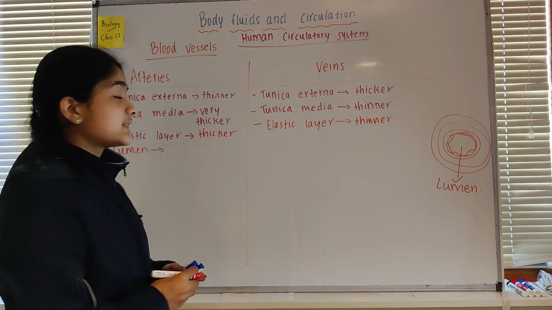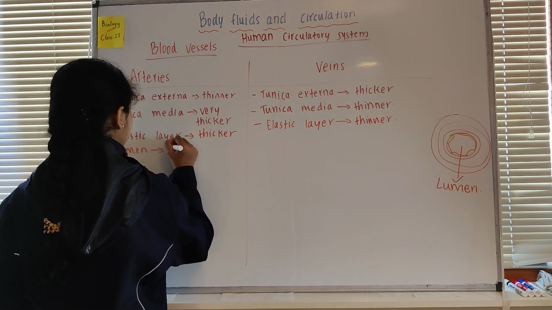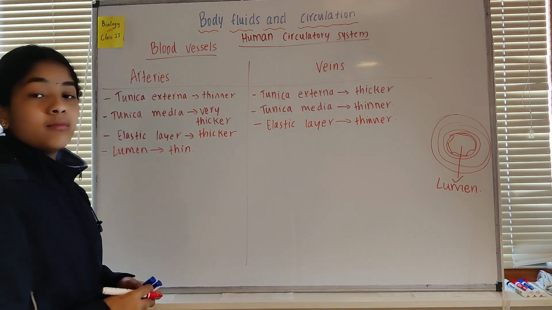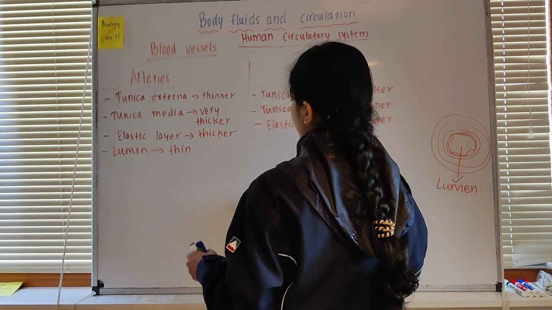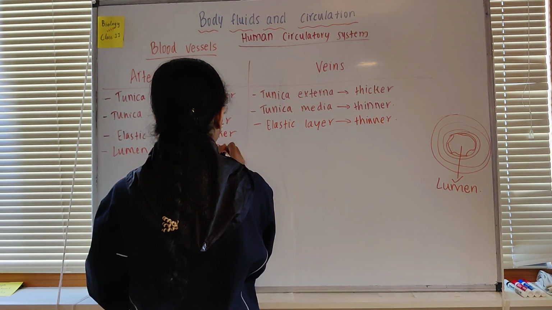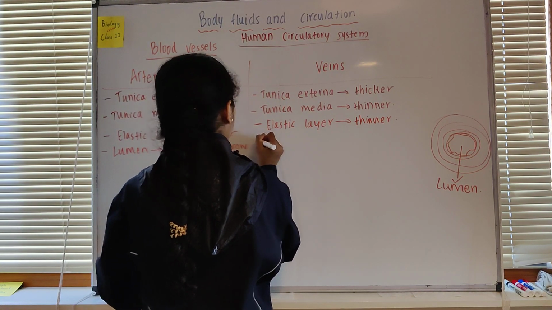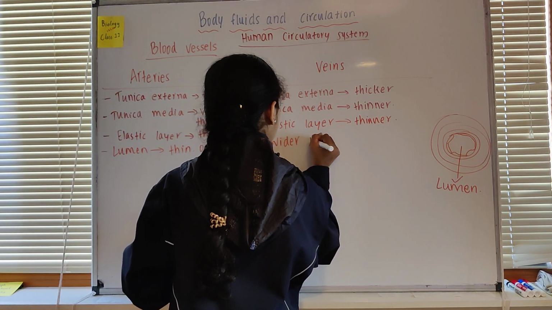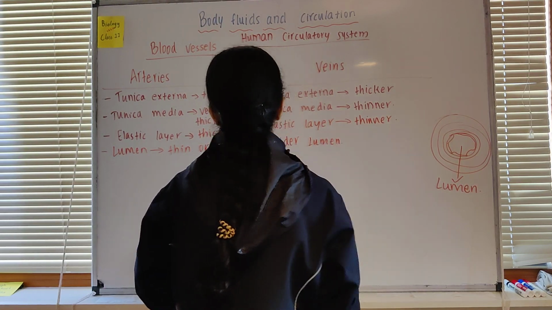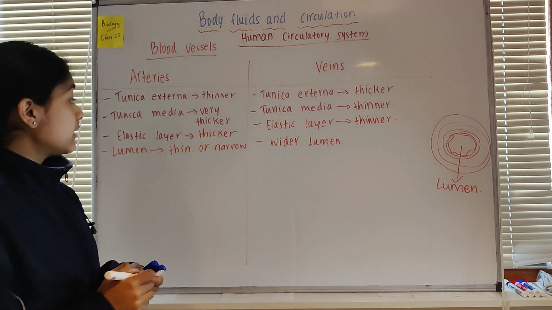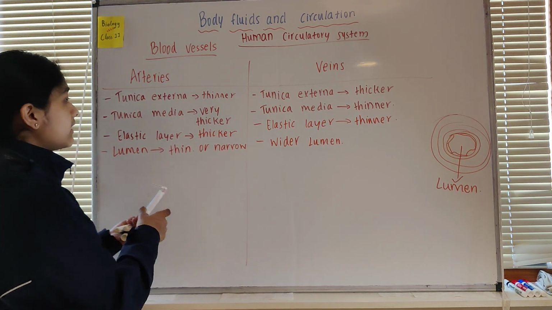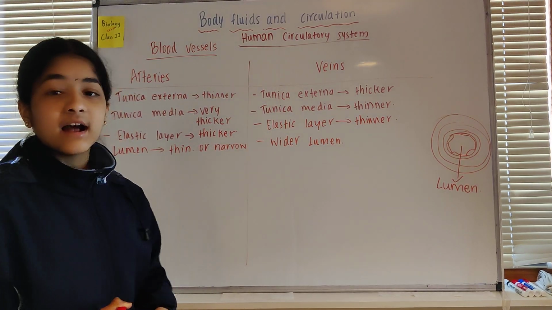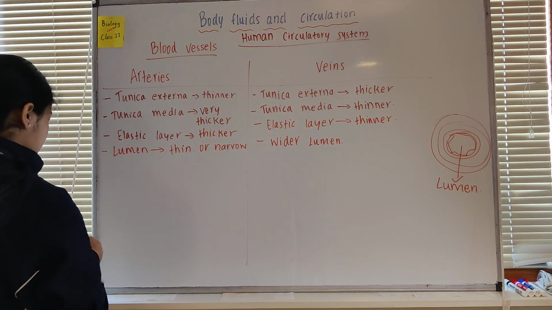The lumen in arteries is very thin, or we can write narrow. In veins, there is a wider lumen. Here narrower lumen, in veins wider lumen. Now in arteries, valves are not present.